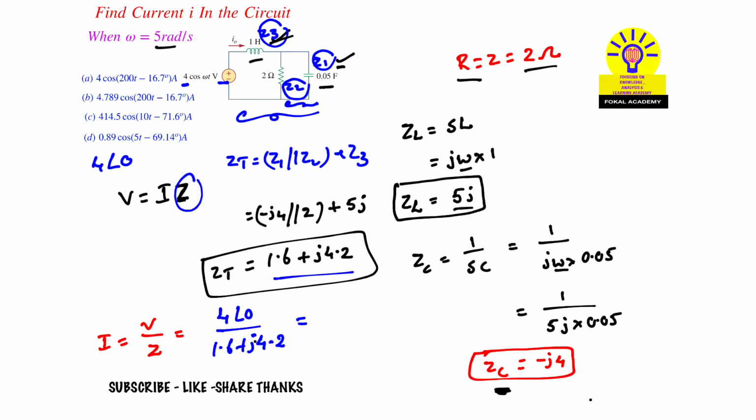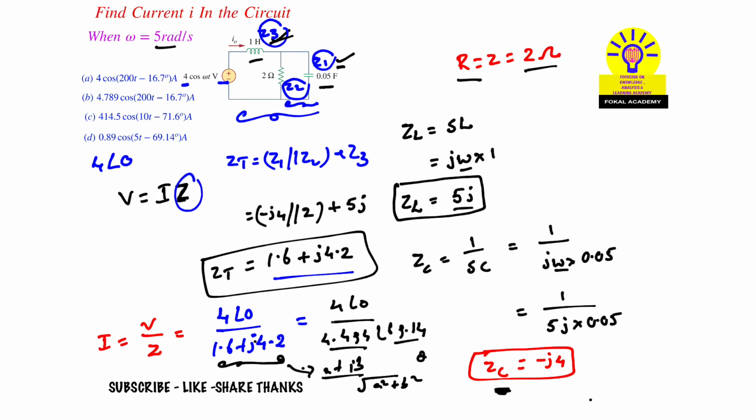By simplifying this, we will get 4 with angle 0, and this complex number I am going to convert into amplitude and angle form, that is 4.494 with angle 69.14. It is in the form of A plus jB. If you want the amplitude, just apply root of A square plus B square. If you want the phase angle, theta equals tan inverse of the imaginary part by the real part.